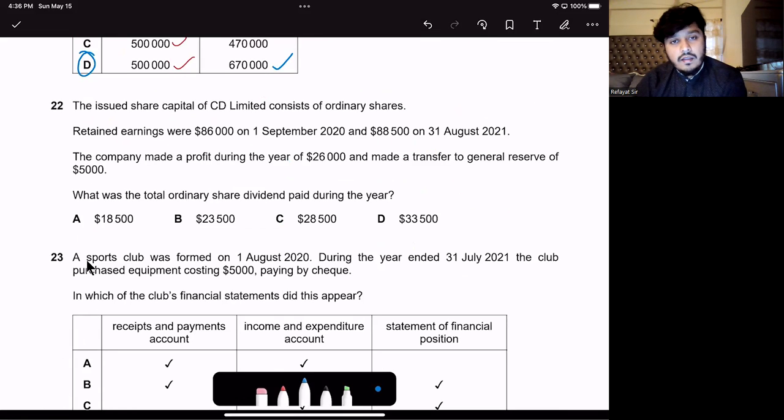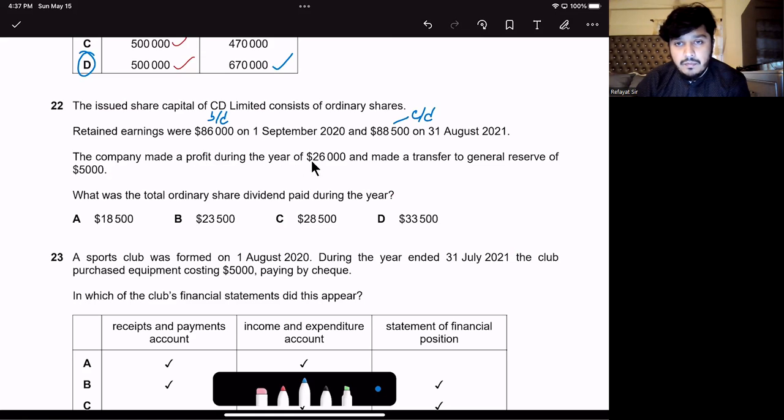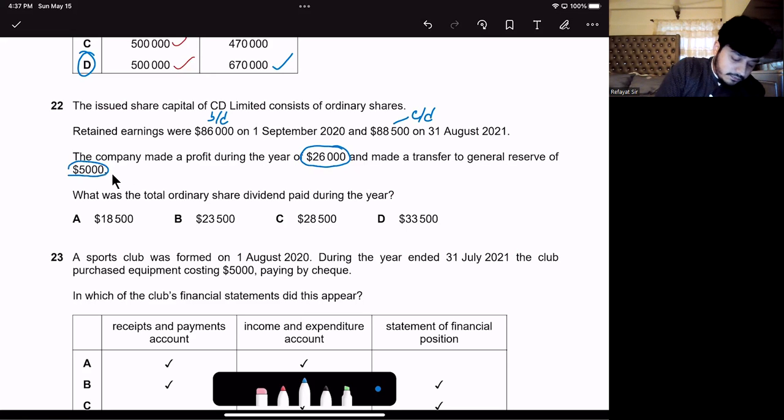Number 22. The issued share capital of CD Limited consists of ordinary shares. Retained earnings were $86,000 on 1st January. This is the balance BD. And $88,500 on 31st August. That's the balance CD. The company made a profit of $26,000 and made a transfer to general reserve of $5,000. What was the total ordinary dividend?